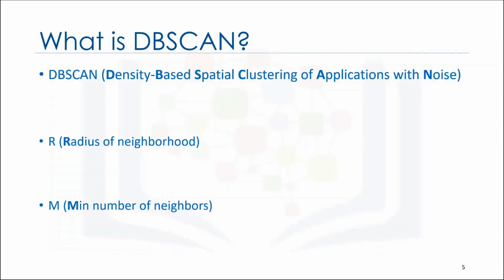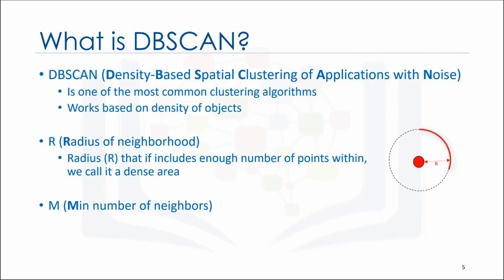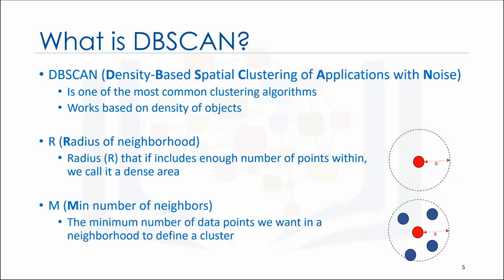DBSCAN stands for Density-Based Spatial Clustering of Applications with Noise. This technique is one of the most common clustering algorithms, which works based on density of object. DBSCAN works on the idea that if a particular point belongs to a cluster, it should be near to lots of other points in that cluster. It works based on two parameters, radius and minimum points. R determines a specified radius that, if it includes enough points within it, we call it a dense area. M determines the minimum number of data points we want in a neighborhood to define a cluster.